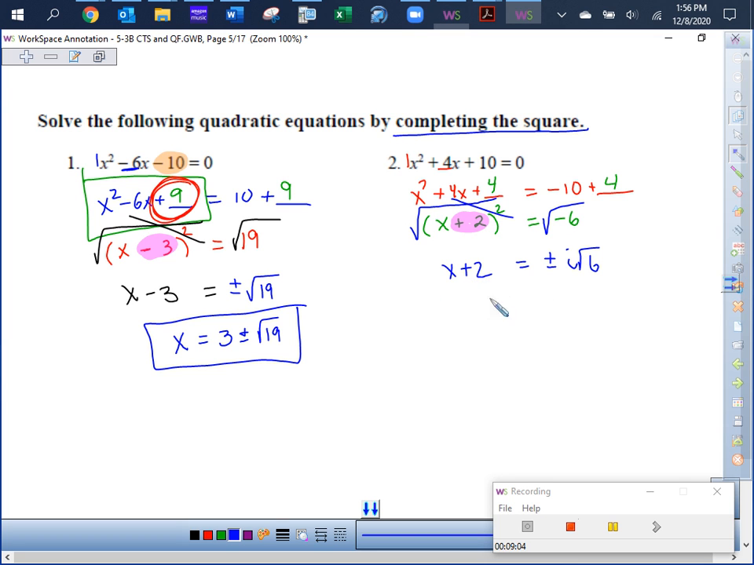And then the last move is to finally subtract that 2 over. So x equals -2 plus or minus i square root of 6. And maybe, just maybe, you can start to smell how we're finding these imaginary zeros. There's an imaginary answer right there in that case. So weird. All right, let's pick up the pace.